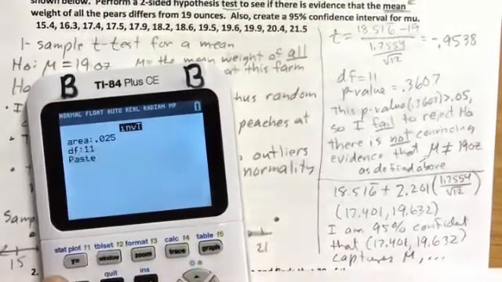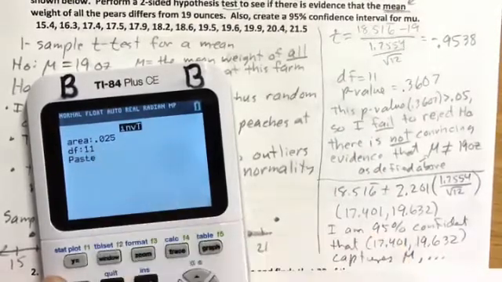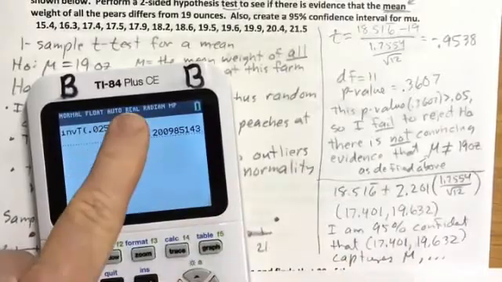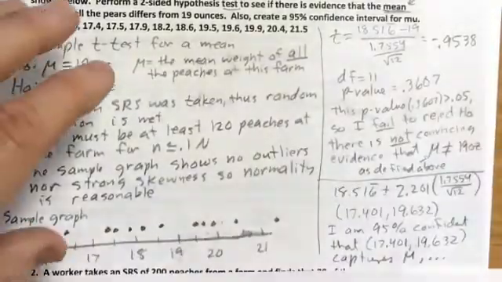Okay. So once again, to get the area, you just subtract 95%, 0.95 from 1 and divide it by 2. And that's going to be your area. And that gives you actually a little more exact value of your T star. And it's positive. You just make that positive. So there we go.